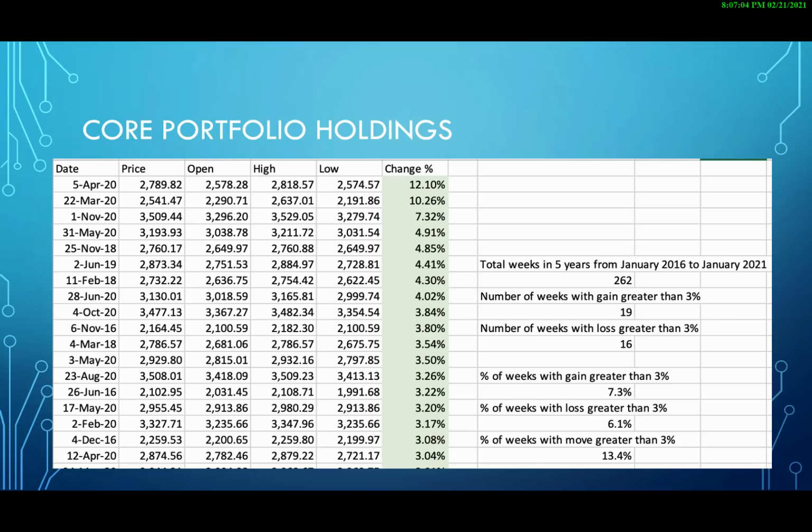that I looked at processing these numbers on. And the number of weeks when we had a gain that was greater than 3%, 19 weeks. Number of weeks that we had a loss that was greater than 3%, 16 weeks. So the percentage of weeks with a gain greater than 3%, about 7%, and the percentage of weeks with a loss greater than 3%, about 6%. So the percentage of weeks over a 5-year period that have moves greater than 3%, guys, it's about 13% of the time. About 13% of the time.